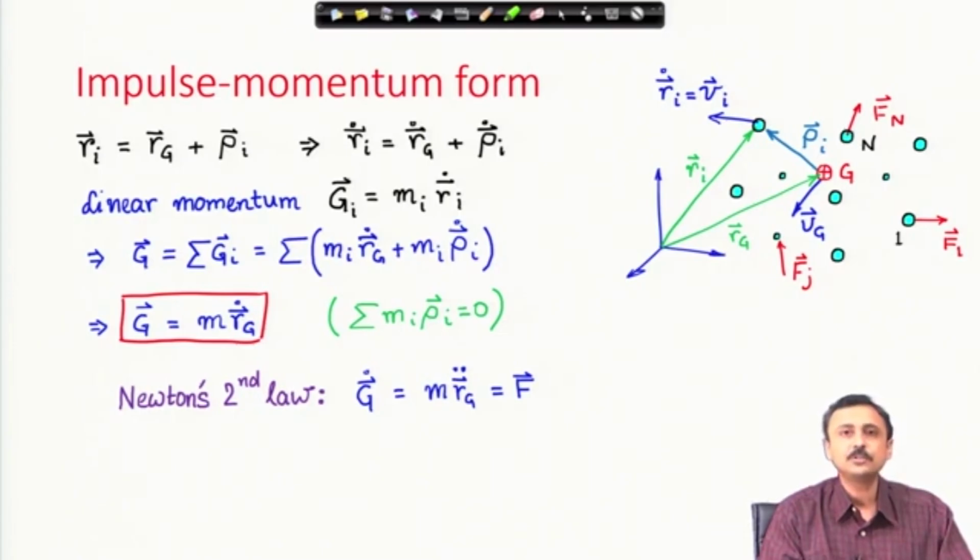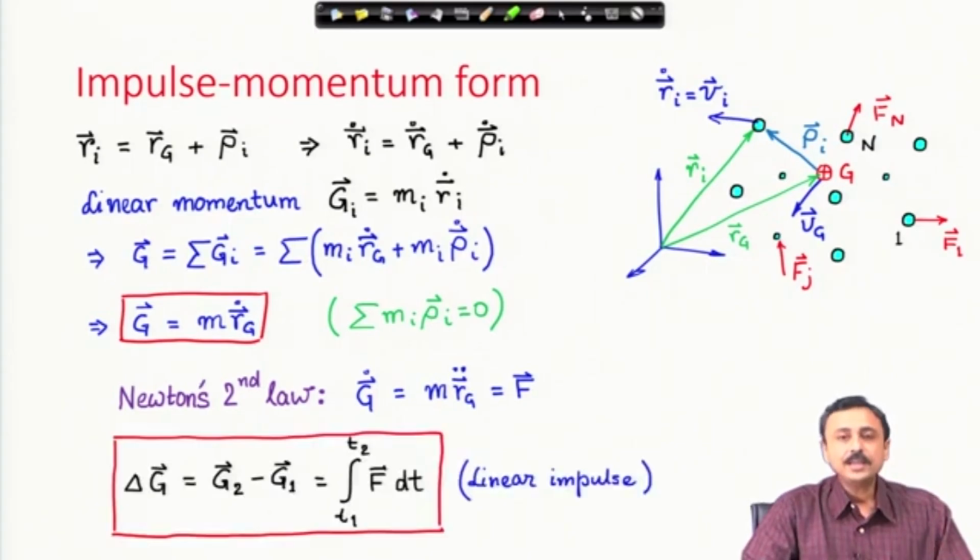So, this generalizes Newton's second law for a particle, but the only thing you have to remember is that we are discussing the acceleration, and this involves the acceleration of the center of mass. If I integrate over time, I get the change of linear momentum of the system equal to the impulse of the force between two time instants. So, this is the linear impulse.